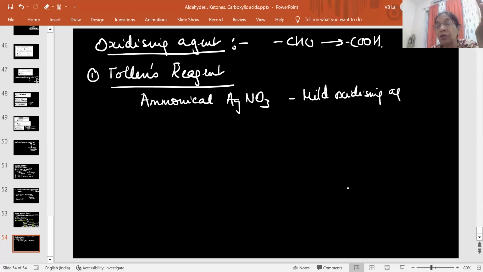It is not a very strong oxidizing agent. It can only convert aldehydes to acid. It cannot oxidize any other compound. So it is a mild oxidizing agent and it gives a very interesting observation. If you take an aldehyde and you add Tollens reagent to it and you heat it, then a silver mirror is deposited on the walls of the test tube. The test tube will start looking silvery.